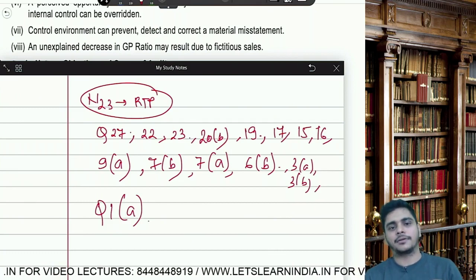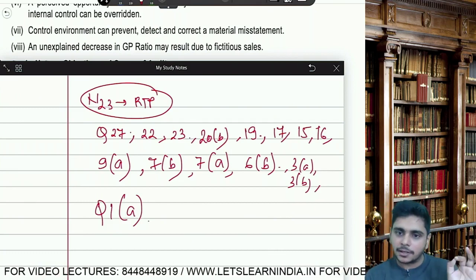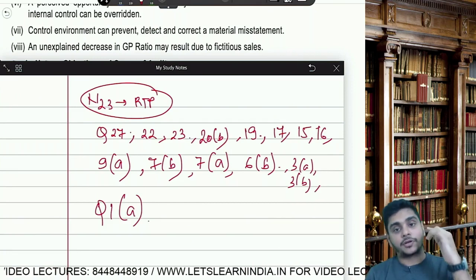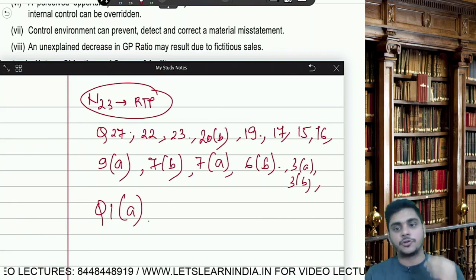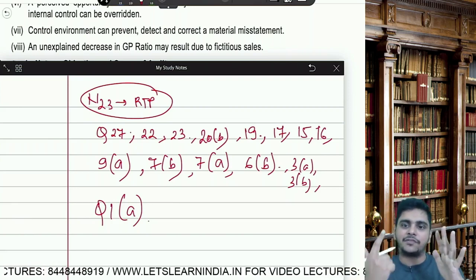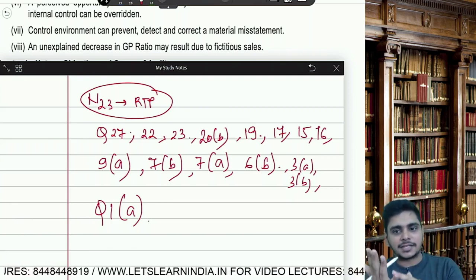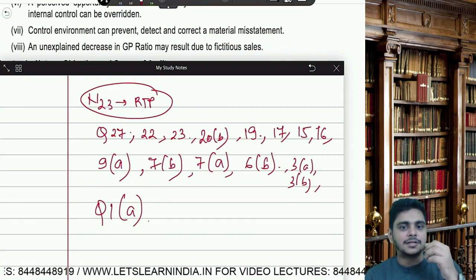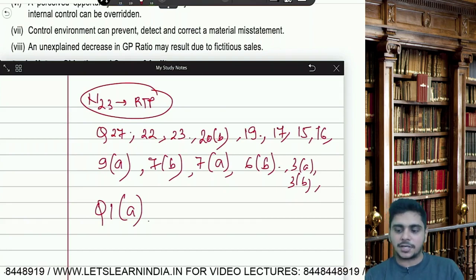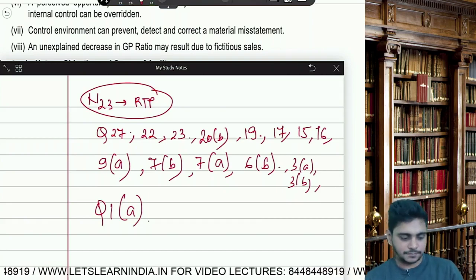Question 1A. Clear? So these are the descriptive different questions which you need to revise before you appear for the exam. Please make sure you revise. 27, 22, 23, 20B, 19, 17, 15, 16, 9A, 7B, 7A, 6B, 3A, 3B and 1A. 15 questions are there which are new questions.